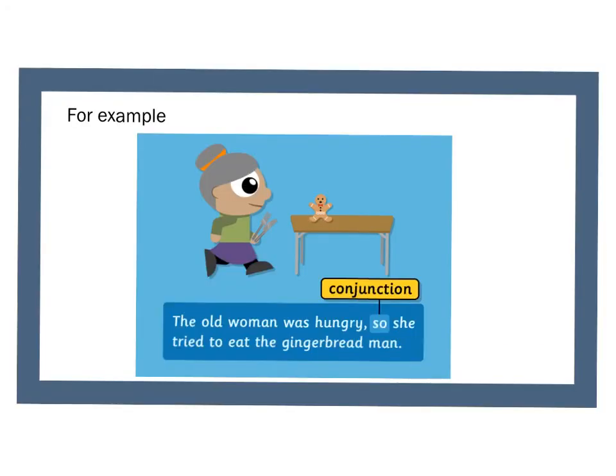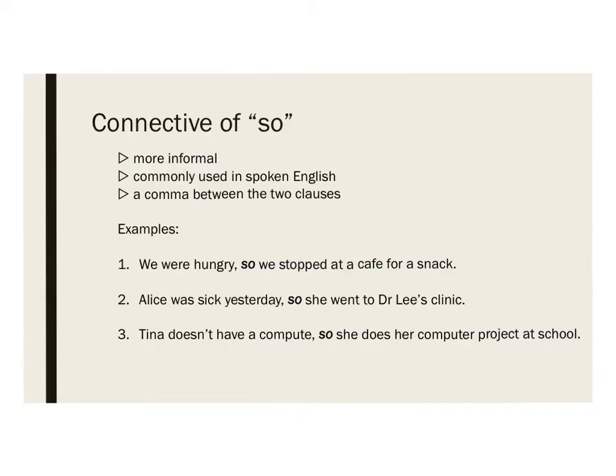Let's look at this example. The old woman was hungry, so she tried to eat the gingerbread man. So is used in this example. What is the function of this connective? When you want to indicate the result of an action or situation, you can use a result clause.